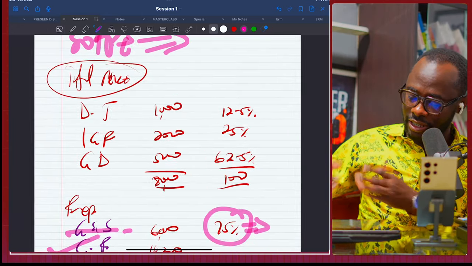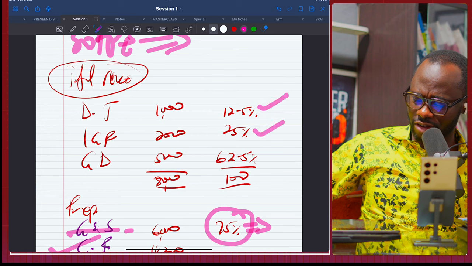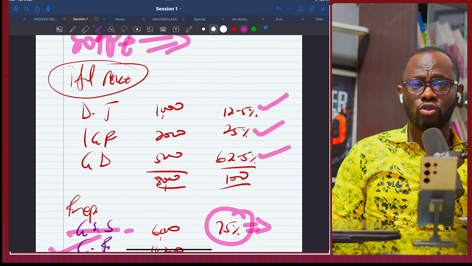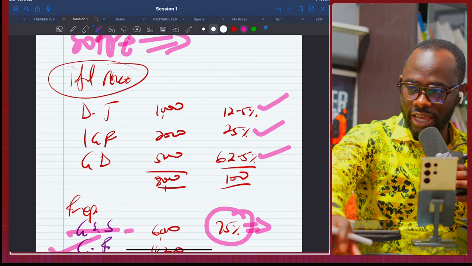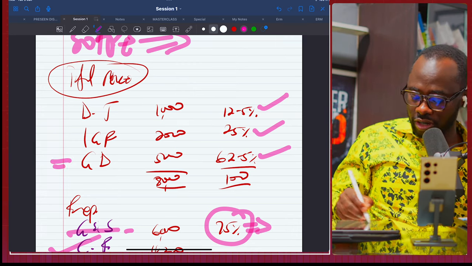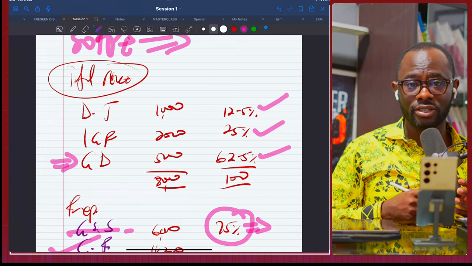If we look at the revenue scenario, you realize that decentralized transfers are 12%, grants, IGF, 25%, grants and donations, 62.5%. What does that mean? It means that the entity is over-relying on grants and donations to finance its activities or its operations.